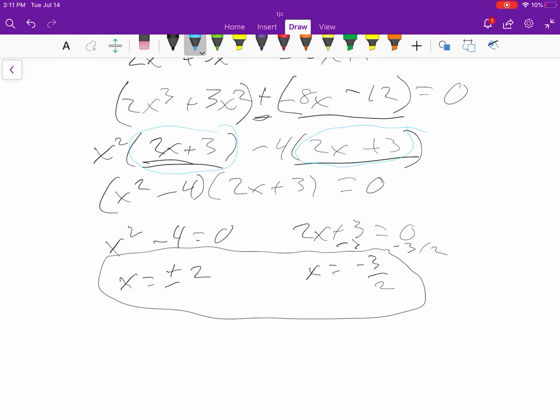Okay. Let's move to the next one, which is radical equations. How do we solve radical equations? So the third type is radical equations.